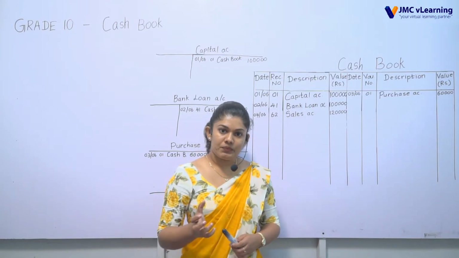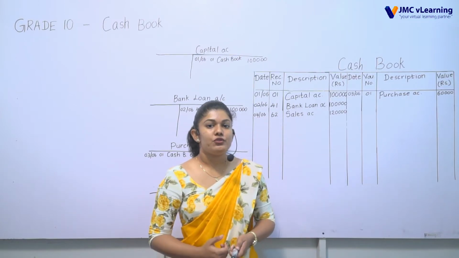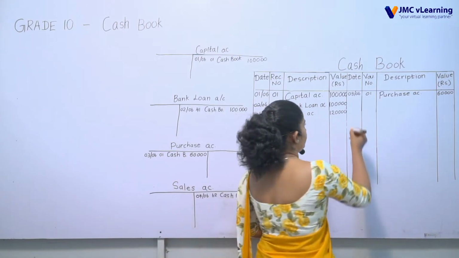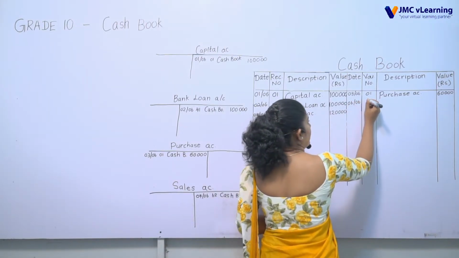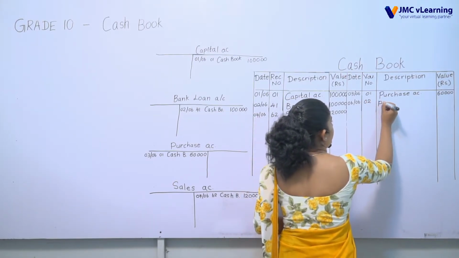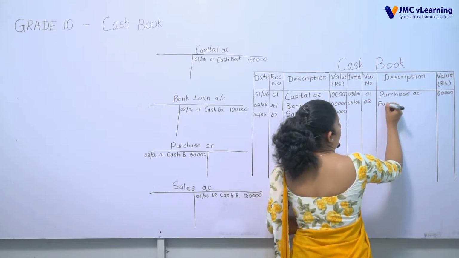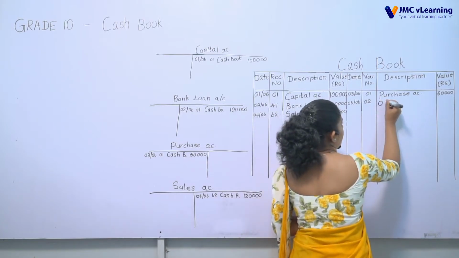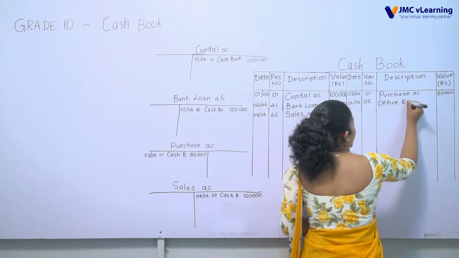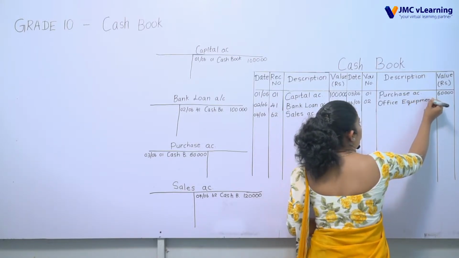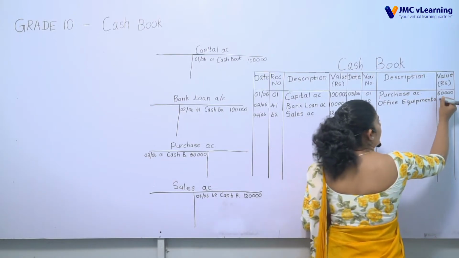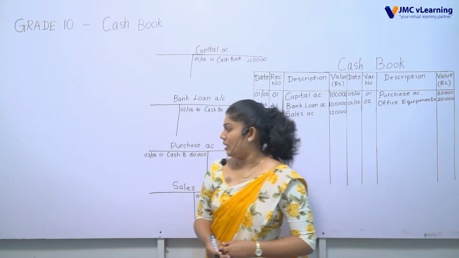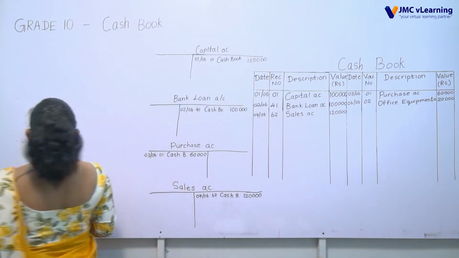Purchasing office equipment is a purchase of an asset of 20,000 cost. Therefore, the date is 6th of June. It is our second transaction. Purchasing office equipment. Here, it is better if you write only the account, so I'm writing only the account: office equipment account. The amount is 20,000. Now we have to record it in a separate account, so I'm going to open up a new office equipment account.